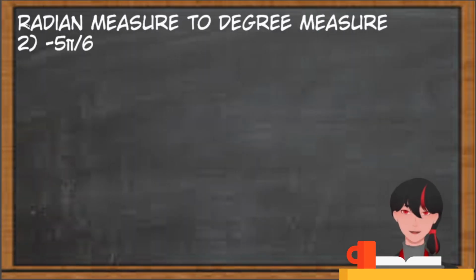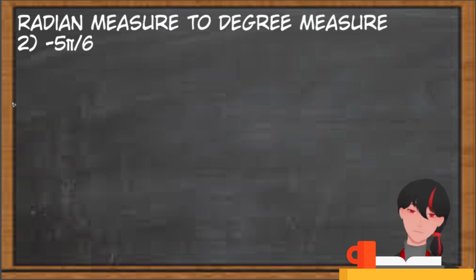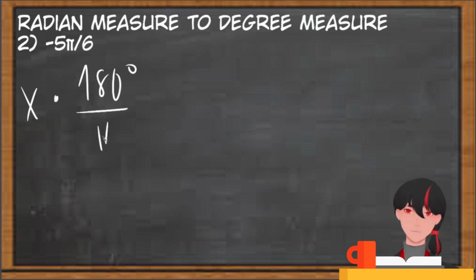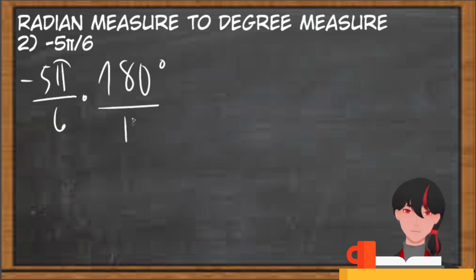So, this is our second example. We just have to turn negative 5 pi over 6 into degree measure. Easy enough. So, just write down the formula: x multiplied by 180 degrees over pi. Then, write down the given. So, what would be our given? It would be negative 5 pi over 6 multiplied by, what was our formula? 180 degrees over pi.